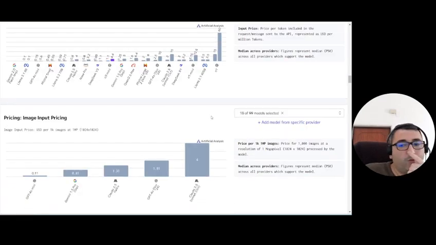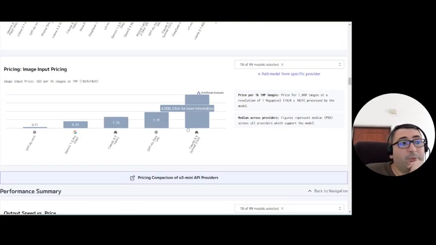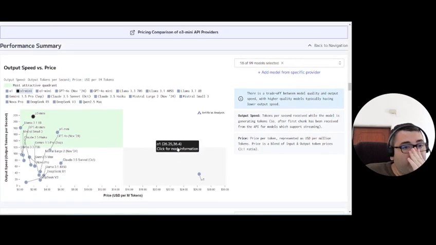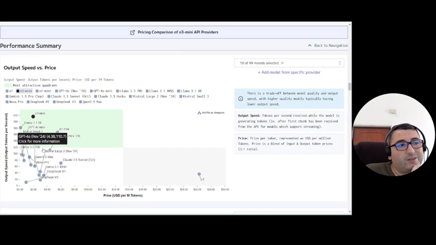Then we can also compare some models based on image input pricing. If you want to use models for image input, the price is higher for Claude and cheapest for GPT-4o Mini. We have also a graph about the performance summary, output speed versus price. The O3 is the one that has the highest speed. The one that has the lowest price seems to be Llama. And you can see the graph here for the model you're most interested in.